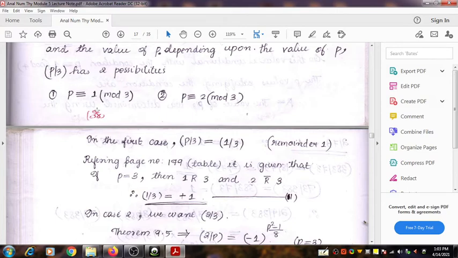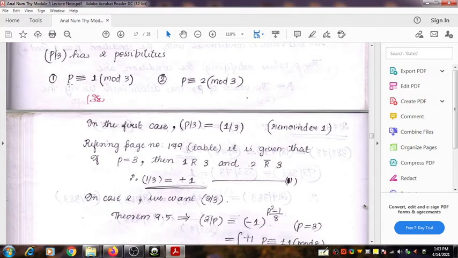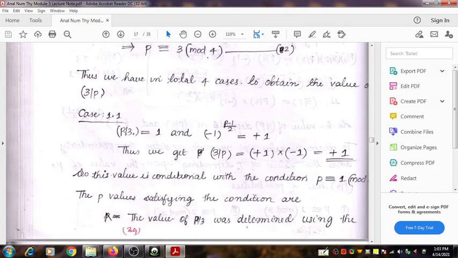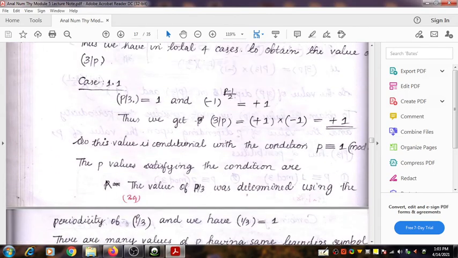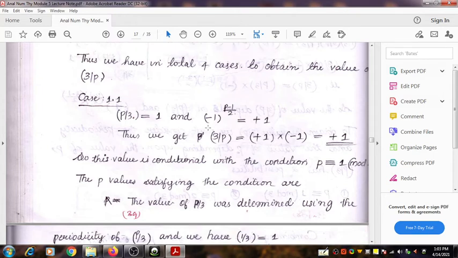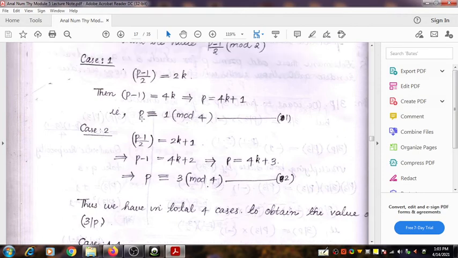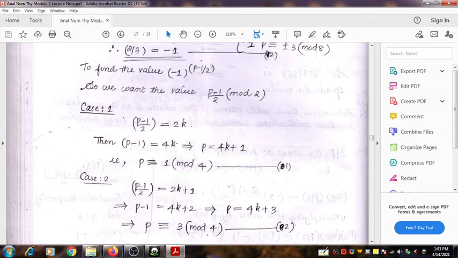You have to write it as the condition. You have to accept it as the condition. The condition is P congruent to 1 mod 3, and that can give us (P/3) equal to plus 1. So you have to write that condition there, since (P/3) equals plus 1, corresponding to P congruent to 1 mod 3. Here we have that condition, but (-1) to the power (P-1)/2 is plus 1. For that the condition is that P is congruent to 1.